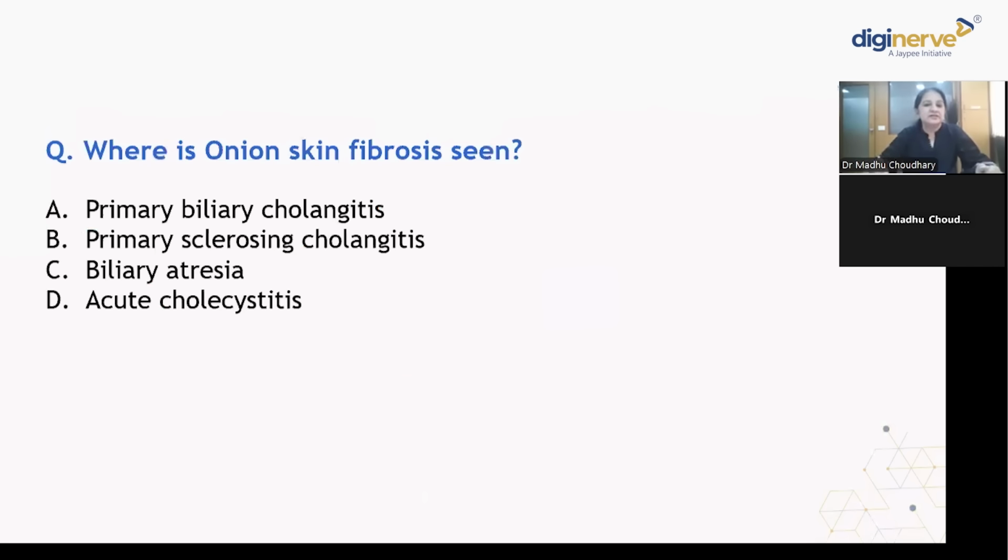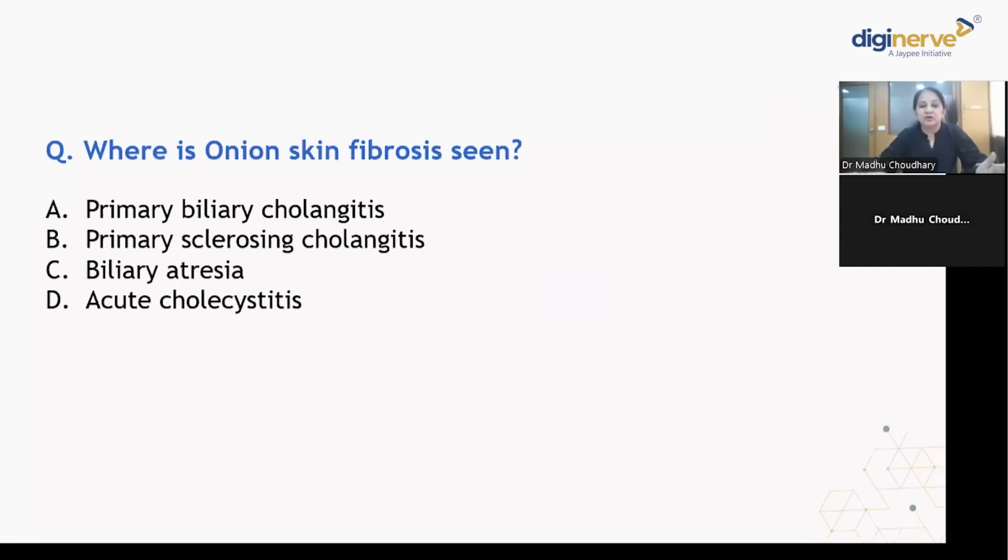Where is onion skin fibrosis seen? See, in this paper there were a lot of one-liners, but the importance was on the PYQs. If you had done your PYQs thoroughly, I'm sure you would have been able to crack the majority of patho questions at least. So the focus was on PYQs. Of course, there were a couple of PYQs also and many one-liners. So it was a moderately easy paper, I would say. So, onion skin fibrosis is seen in?